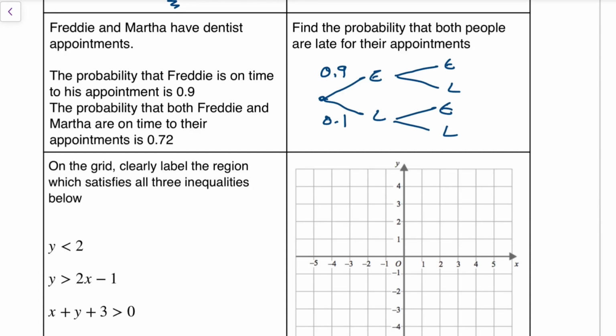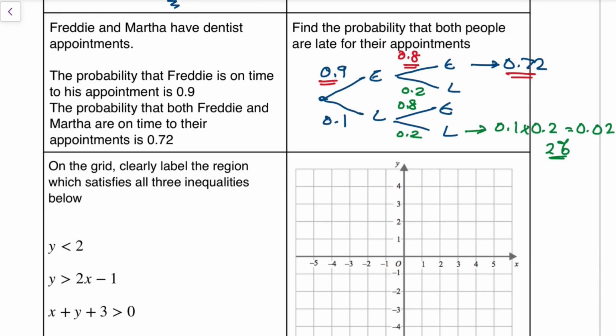I know Martha and Freddie are both on time with 0.72, which means that this times this is equal to 0.72, which means that this is equal to 0.8, because 0.9 times 0.8 is 0.72. So I also know, therefore, this is 0.2. This is the same 0.8, and this is also 0.2. What does it want me to do? Find the probability that both people are late. So that's going to be this one here, which is 0.1 times 0.2, which is 0.02 or 2%. Not bad question, good question.